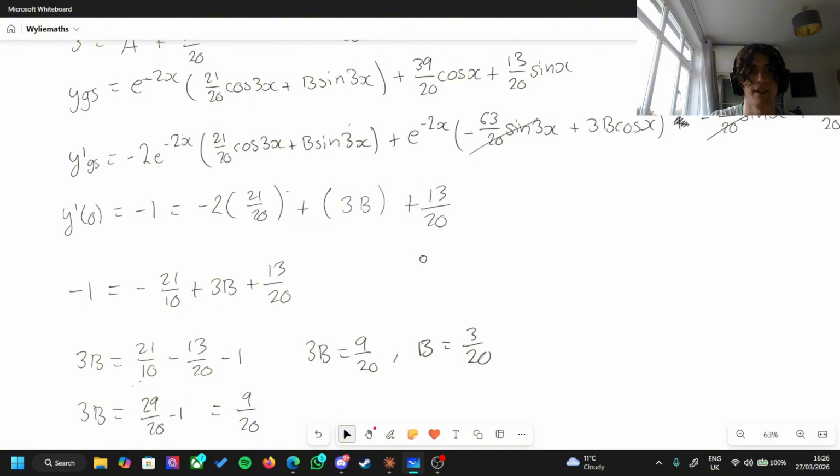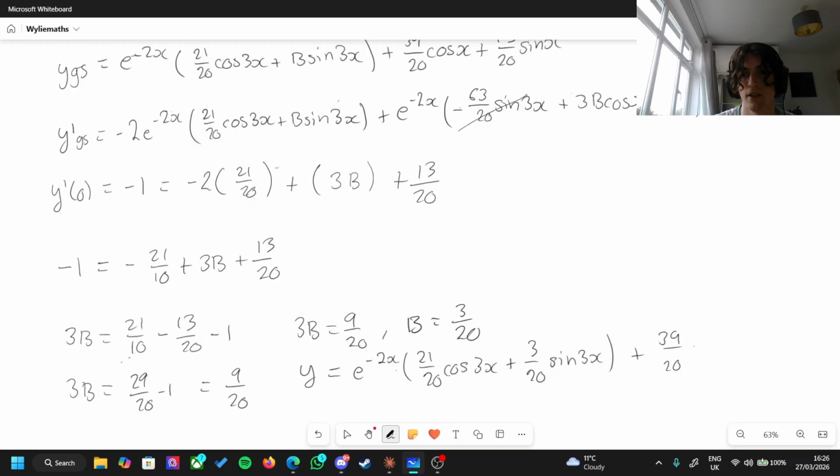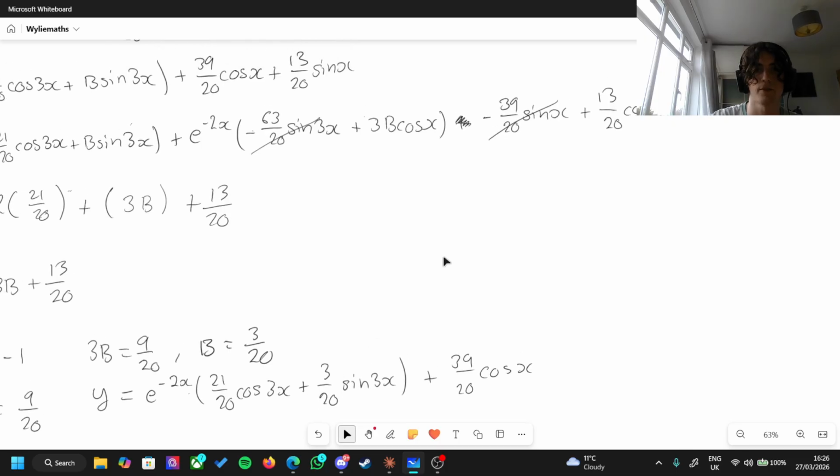So now we are going to get our incredibly long answer. So y, and this is our particular solution, is e to the minus 2x times 21 over 20 cos of 3x plus 3 over 20 sine of 3x, plus 39 over 20 cos of x, I'll move over the screen a bit, plus 13 over 20 sine of x.